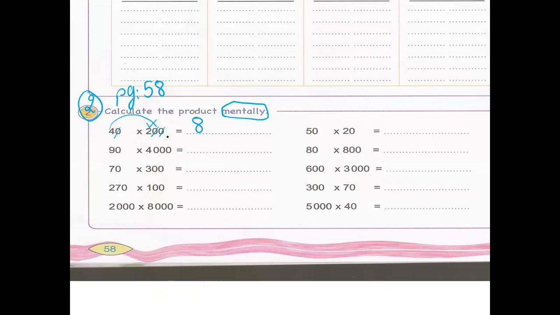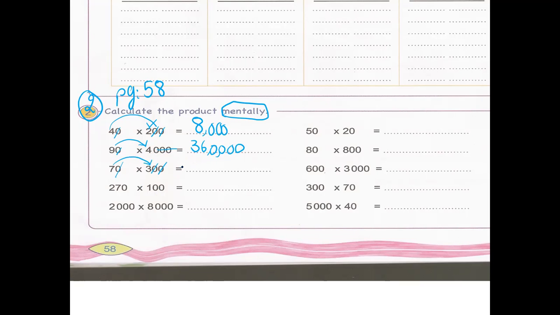It's 8. How many zeros do we have on both sides? 1, 2, 3, so 3 zeros. Here, the second one, skip all the zeros. 9 times 4, how much? 36. So did you see? You have to study the multiplication table well. How many zeros do we have? 1, 2, 3, 4. In both sides, you should count the zeros. So 360,000.